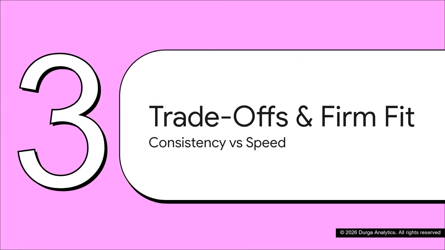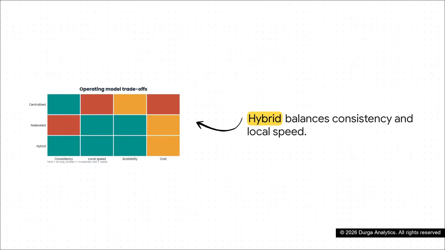So, that leads us right into Section 3, trade-offs and firm fit. How do we balance consistency and speed? Let's analyze the practical data to see how this builds on our analogy. The trade-offs you face in the real world are super clear here. A centralized setup absolutely maximizes consistency. It's rock solid. But local speed totally tanks.